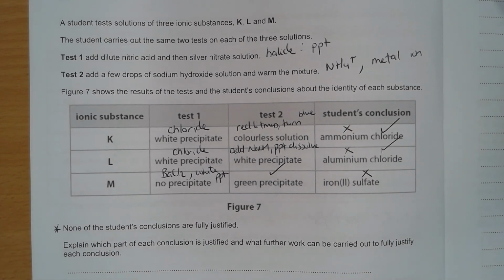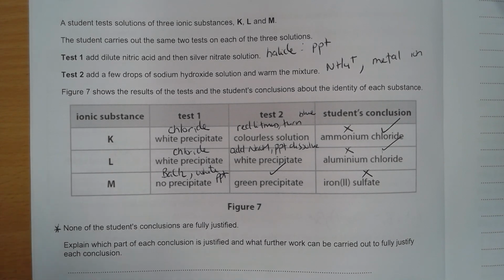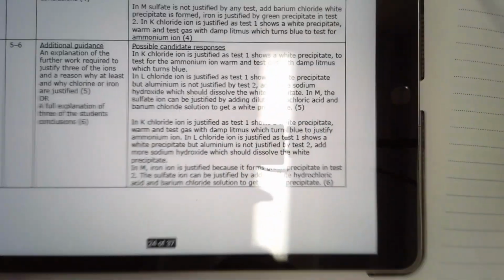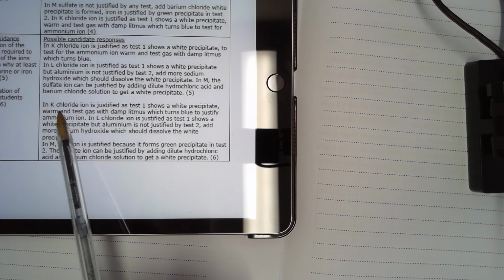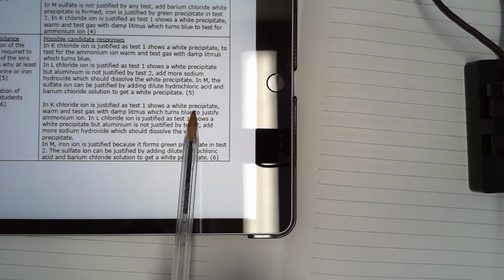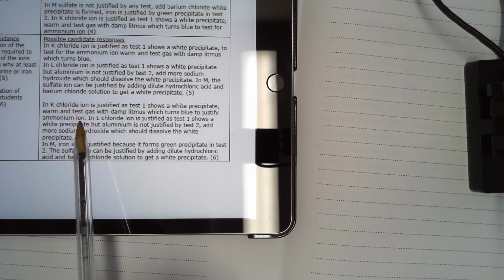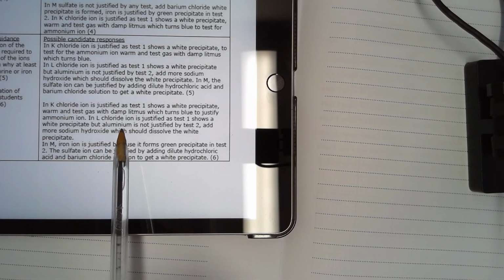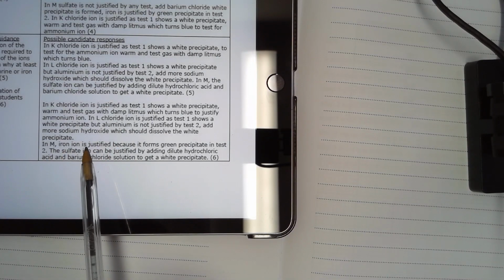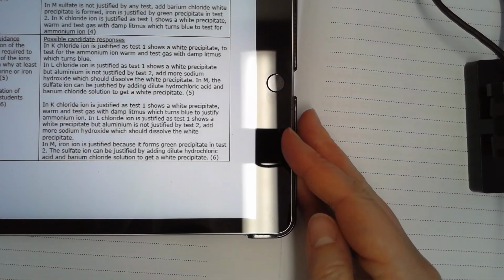Okay, so again, if I just show you the mark scheme in terms of how they have written this out, they've given some model answers here. So for 5 to 6 marks, sorry, that light's a bit annoying. For 5 to 6 marks, this would be your 6-mark answer down here. So in K, chloride is justified as it shows a white precipitate, and then it tells you how to justify ammonium. They did the same in L, justified the chloride, but to prove it's aluminium, you need to do this. In M, iron is justified, and then to prove it's sulfate, you would need to do this, and that would get you the full 6 marks. Again, very dependent on you knowing your tests.